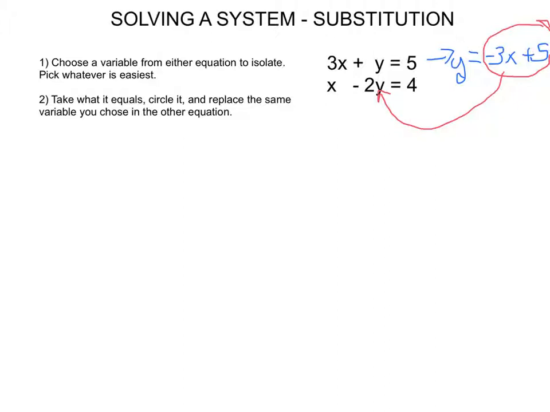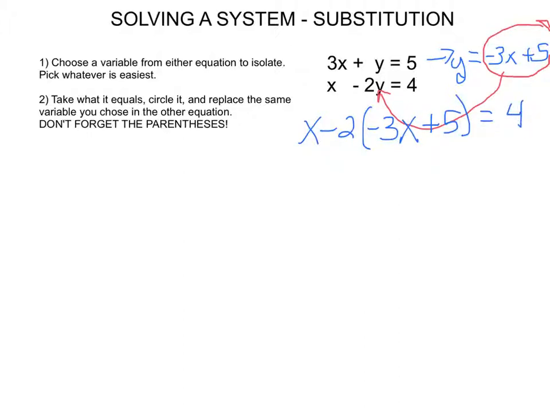Now, it's important when you do this that you make sure to include parentheses when you rewrite your equation. As you can see, the parentheses are going to be important so that we make sure that we know to distribute the negative 2 to the negative 3x and to the positive 5 as well. At this point now, you should only have one equation with one variable. As you can see, by substituting, the y has disappeared and we're only dealing with x's. So we're going to go ahead and solve it.